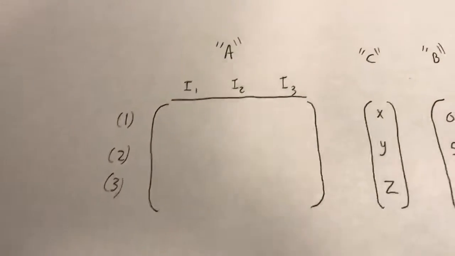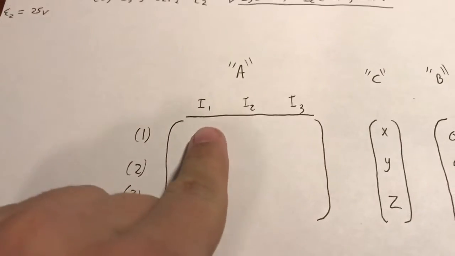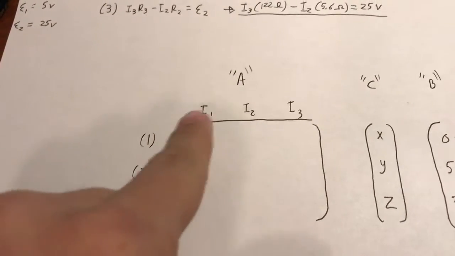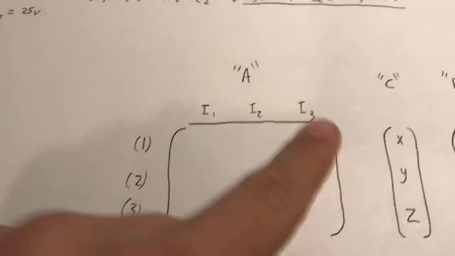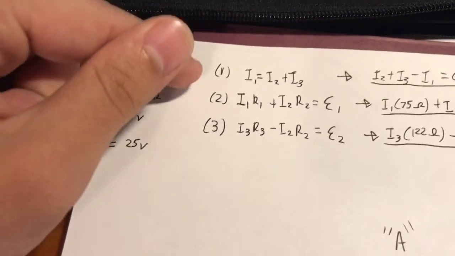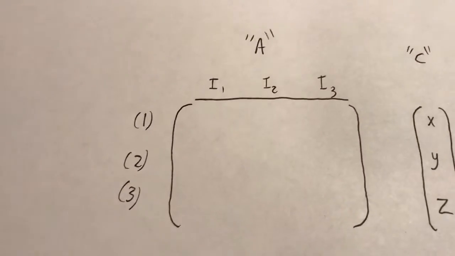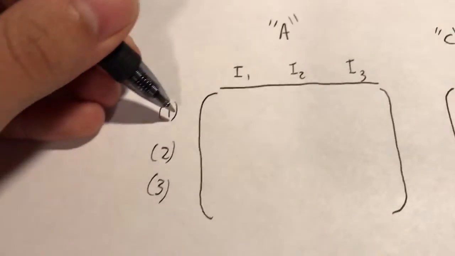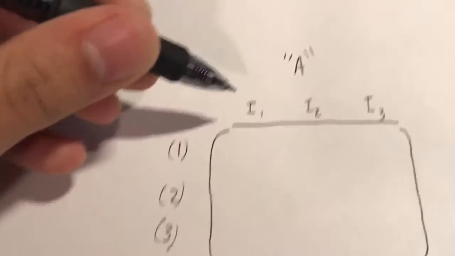This one is a little bit harder to do, so what I've done is I've tried to simplify it by labeling each of the columns and the rows. So the columns will be labeled I1, I2, and I3, and the rows will be labeled 1, 2, and 3 in reference to our three equations that we have here. So let's go ahead and plug these in. So in our first equation, is there a resistance that corresponds to I1? Let's go up to our equation 1.